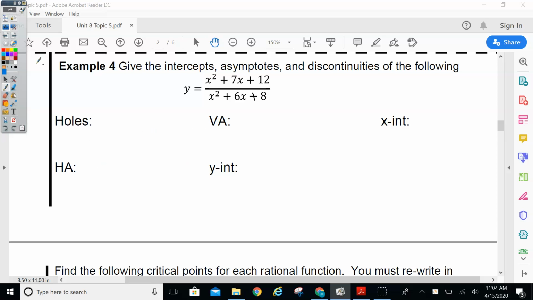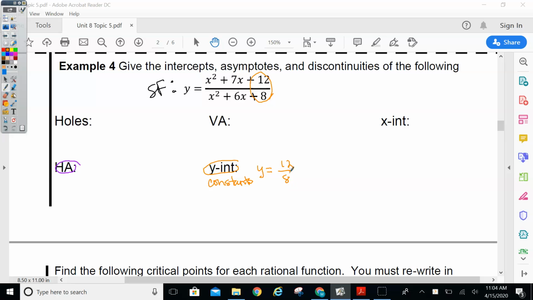So first, if we look at this form, this is standard form because there's no parentheses, it's all multiplied out. The two critical values that we can get from standard form are the horizontal asymptote and the y-intercept. So in standard form, the y-intercept is the ratio of the constants. So the constants are these two numbers. So y equals 12 over 8.